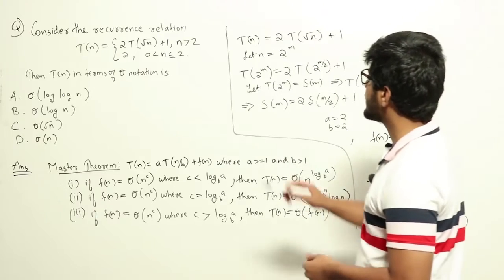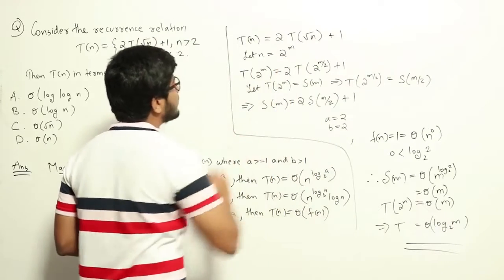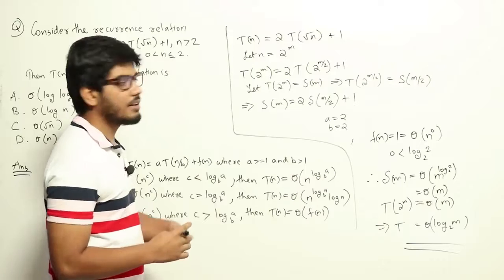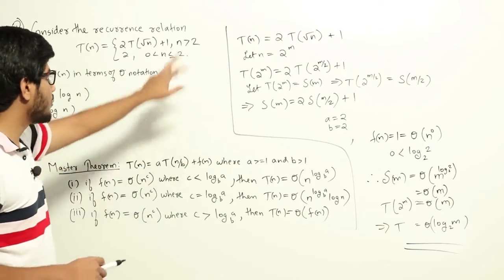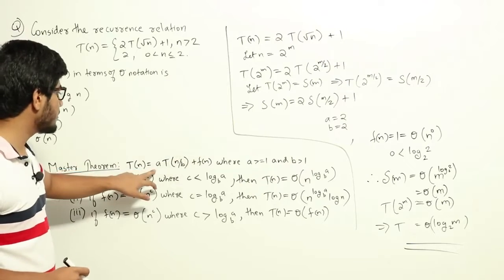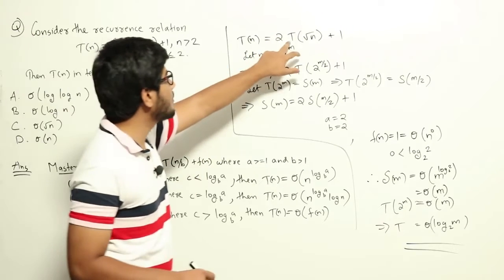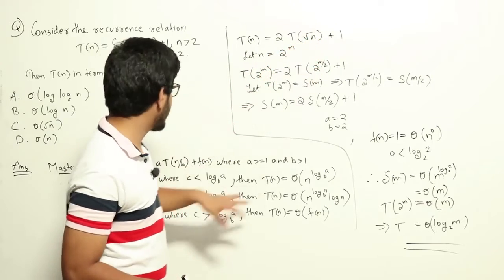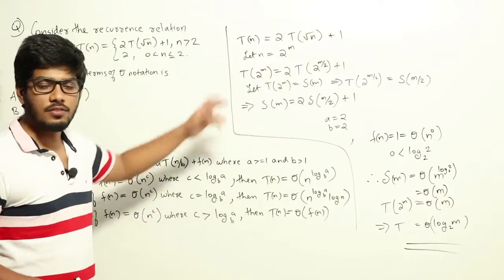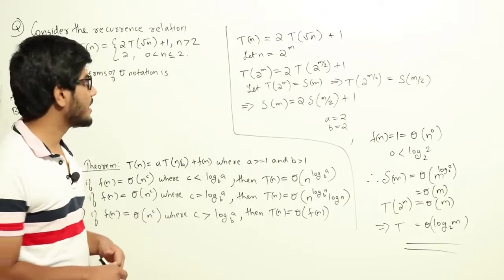In this question, the recurrence they have given is T(n) = 2T(√n) + 1. Now this is not in a form where we can apply Master's theorem directly. For Master's theorem we need T(n) = aT(n/b) + f(n) form. But here it is 2T(n^(1/2)), that is √n. So we can't apply Master's theorem directly here. We need to convert it to some other form so that we can apply Master's theorem.